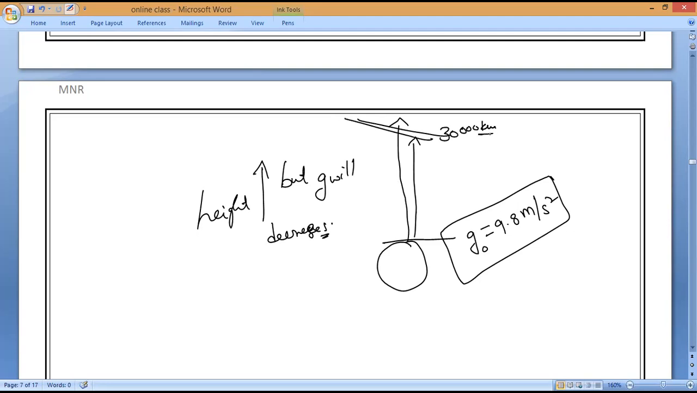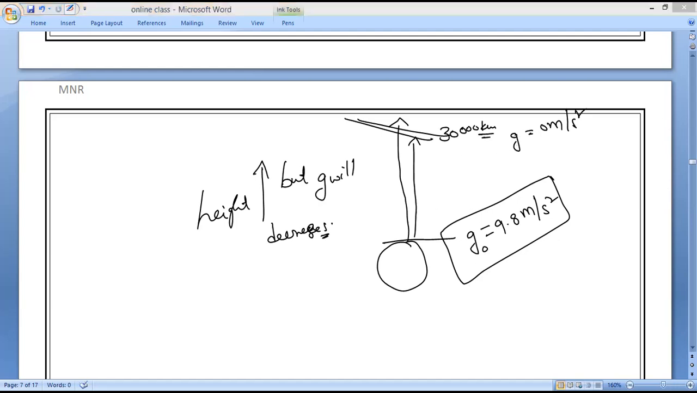So at a certain height, if you go, for example, 30,000 kilometers or something above the ground, then what is the G value? G value is equal to 0 meter per second square approximately. If you go to an extremely large height, does the G value decrease or increase? Everybody, yes or no?